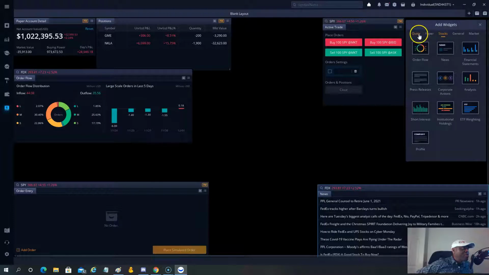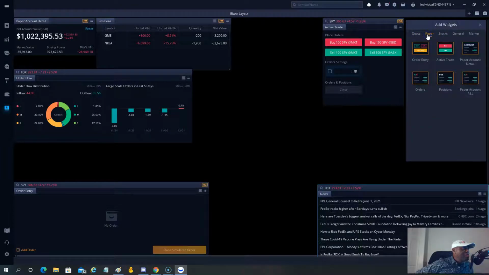So did we bring the active trade on here? Yeah, so buy 100 at market. This is where you can do those trades. And again, you will have to enter that on here as we said earlier.